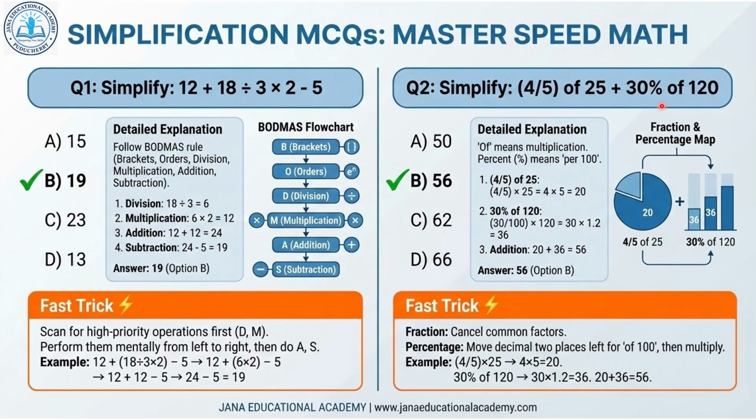Similarly here, 30 divided by 100 into 120. If we calculate that, 30 into 1.2, so 36 will be there. So add this to 20: 20 plus 36 is nothing but 56, right? So the 4 by 5 of 25 is nothing but 20, here 36 is 30% of 120. You can add these two and get 56. So for simplification, you can use the BODMAS rule: bracket, order, division, multiplication, addition, subtraction. You have to come one after one.